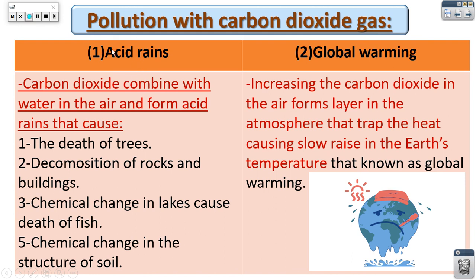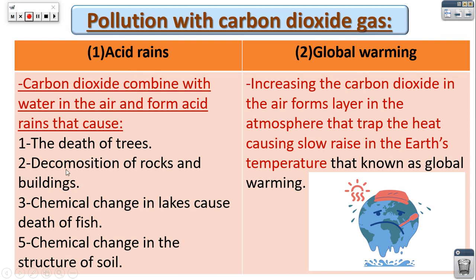How is this acid rain formed? Carbon dioxide that is produced from burning of fossil fuel combines with the water that exists in the atmosphere in the air. This combination makes the acid rains. So what are the harms of the acid rains? It causes death of the trees because the water of this rain is not useful water. It's a very harmful water, so it causes death of the trees.